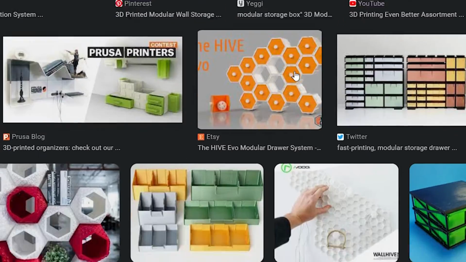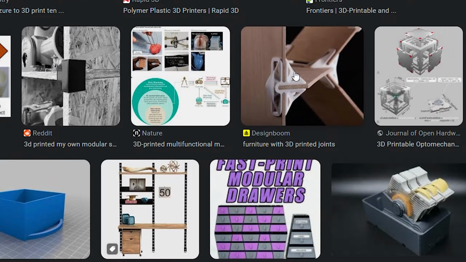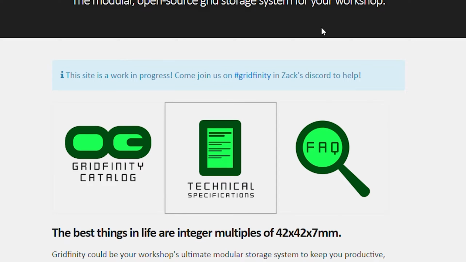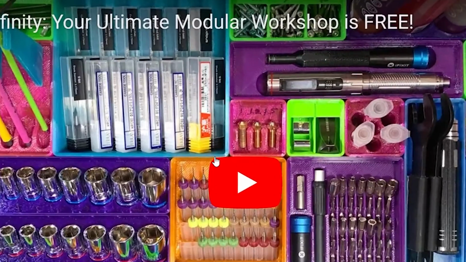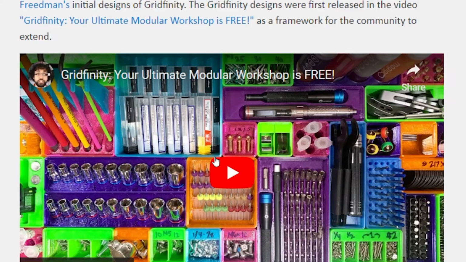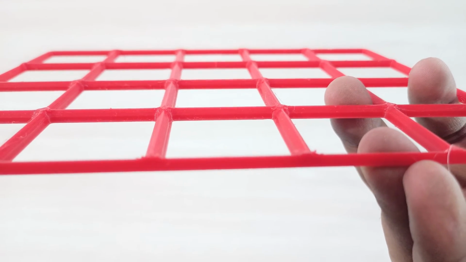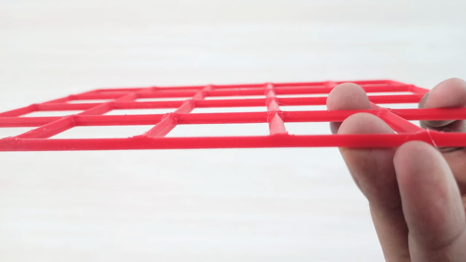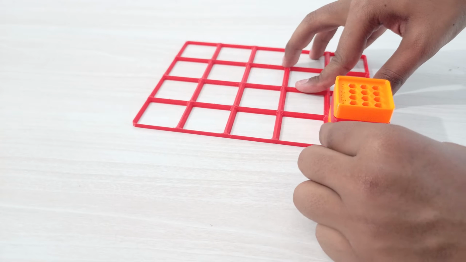So I just went online and started finding what could be a better storage solution. And I came across Gridfinity. Well, if you don't know what Gridfinity is, Gridfinity is an open source modular storage system for your tools, spare parts, and many other things. And this is how it works. There's a base plate which is divided into 42 × 42 mm squares with a Z-shaped socket on which you can put these modular storage boxes without any resistance or problem.